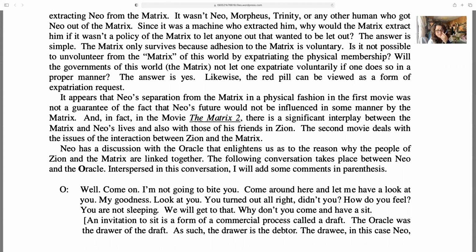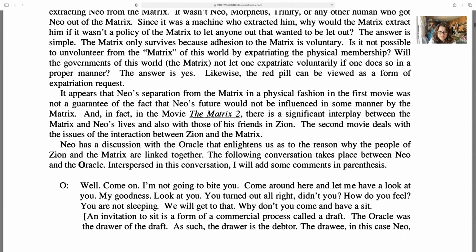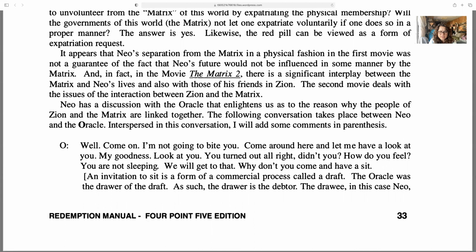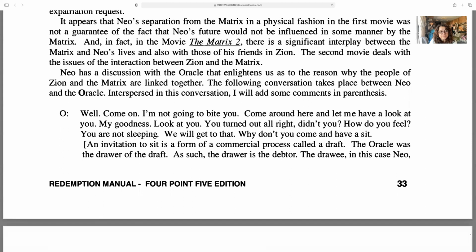Neo has a discussion with the Oracle that enlightens us as to the reason why the people of Zion and the Matrix are linked together. The following conversation takes place between Neo and the Oracle. Interspersed in this conversation, I will add some comments in parentheses.